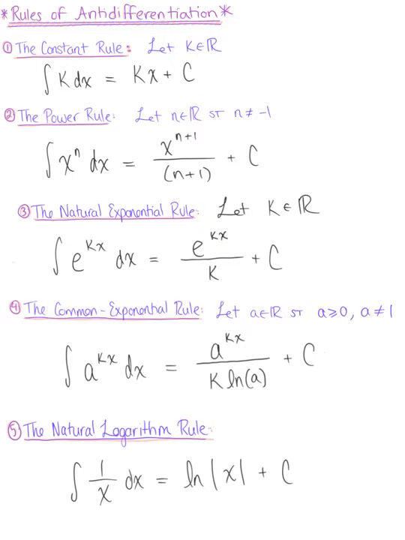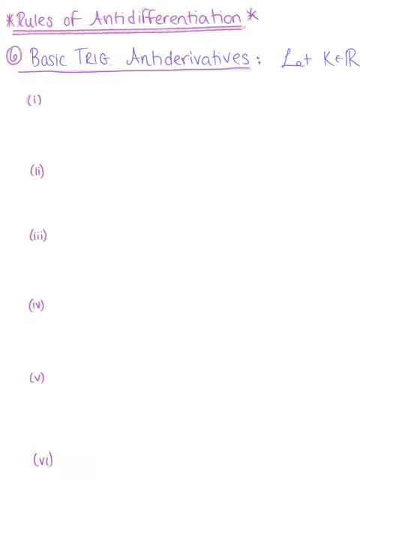Next, we'll go ahead and explore the general antidifferentiation rules for the trigonometric functions. Here we look at the 6 basic antiderivatives for our trigonometric functions. Again, we're going to let k be some constant value. If we have the integral of sine of kx dx, this integrates to minus cosine of kx divided by that constant k plus the arbitrary constant c.